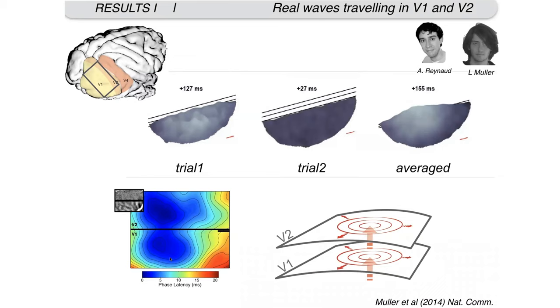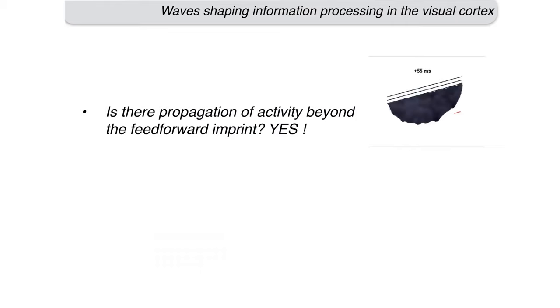And we could summarize it this way. So we do have a very fast feed-forward activation of V1 and V2, and then a much slower propagation of activity within the V1 map and within the V2 map, and we believe in all the maps, V3, V4, and MT. And they all occur more or less in parallel, generating possible comparison between what happens in this point of the cortex and this point of the map, and this point of the map. Okay, so is there propagation of activity beyond the feed-forward imprint? Yes, there is, and we can record it with voltage dye.